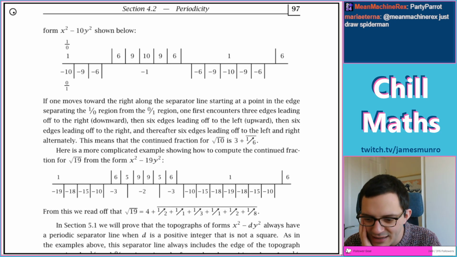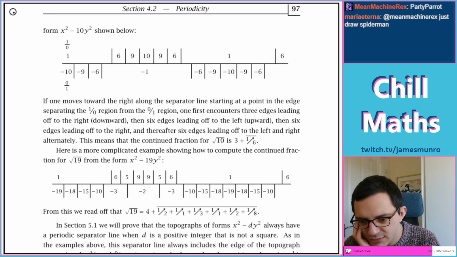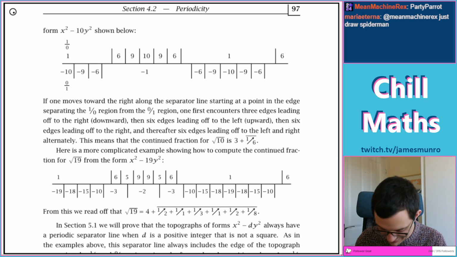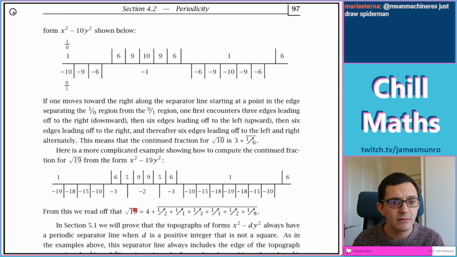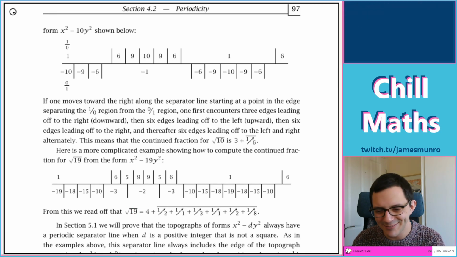Root 19 looks fun. There you go. Root 19 has that continued fraction. I am a bit interested in continued fractions of square roots of numbers that aren't square. We've been told that, for example, this one goes 2, 1, 3, 1, 2, same forwards as it is backwards, except there's an 8, which kind of separates out the repeated bit.